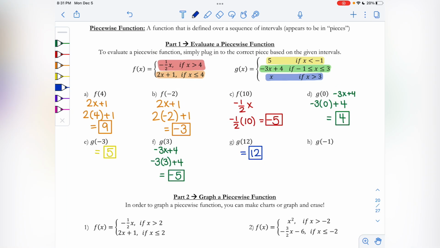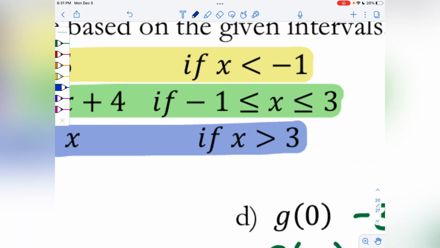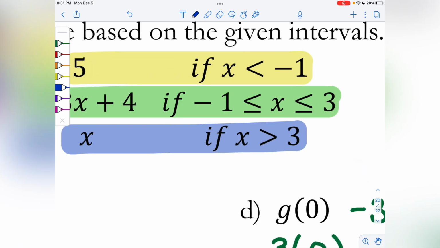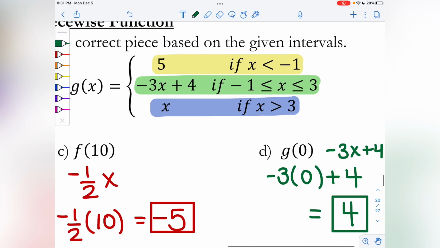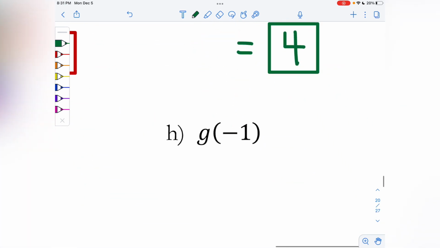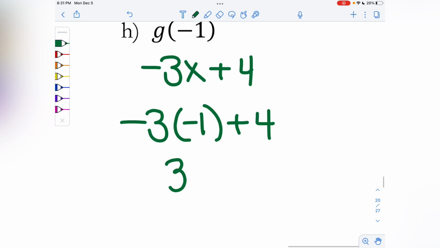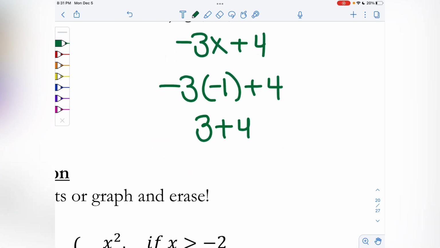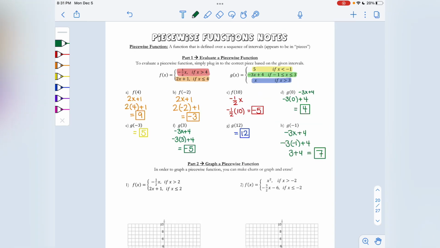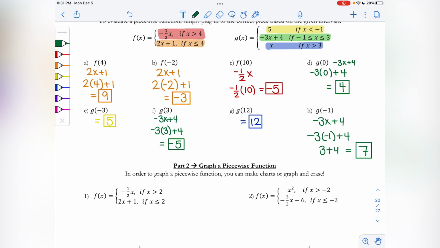Finally, g of negative 1. So again, I see negative 1 in 2 spots, but there's only one spot that's "or equals," and that's the green. So we're going to plug into the green, which is negative 3x plus 4. And I'm plugging in negative 1. So negative times negative gives me a positive 3 plus 4, and that's 7. So that is how we evaluate a piecewise function given just the equations.